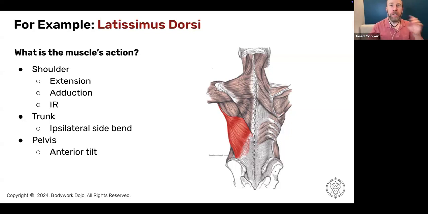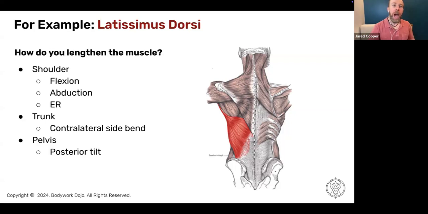All right. So if I want to put the lat myofascial complex on stretch, I do all of the opposite things. I put the shoulder into flexion, abduction, and external rotation. I side bend the trunk away, and I bring the knees towards the chest to posteriorly tilt the pelvis. And that, step 1, puts that myofascial complex on stretch, dimension 1.